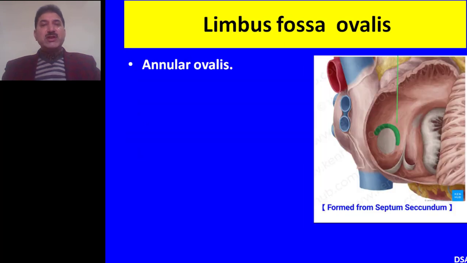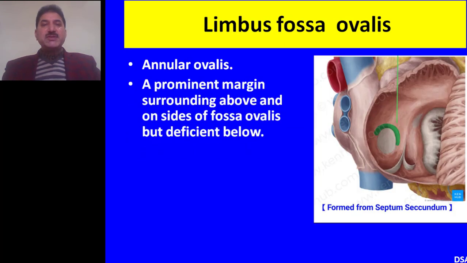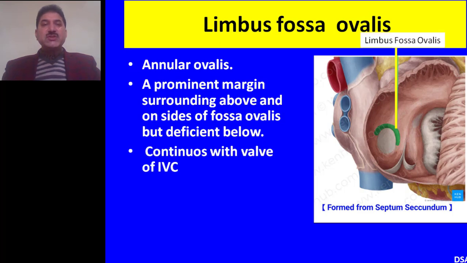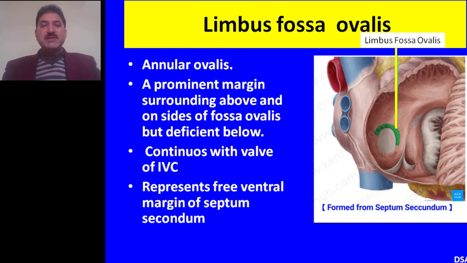Now, what is limbus fossae ovalis? It is also called annulus ovalis. It is a prominent margin surrounding above and on sides of fossa ovalis but deficient below. It is continuous with valve of inferior vena cava. Limbus fossae ovalis represents free ventral margin of septum secundum.